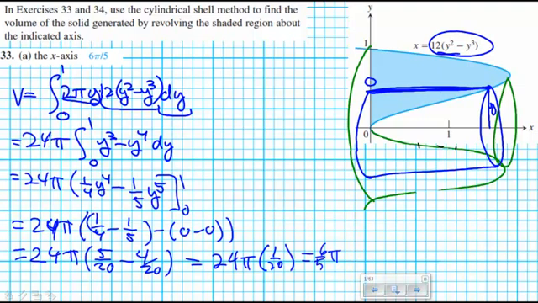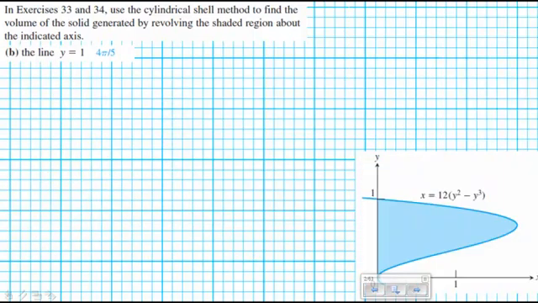Any questions there? Nope. Let's do the next one. Okay, this one's going to get revolved around the line y equals 1.